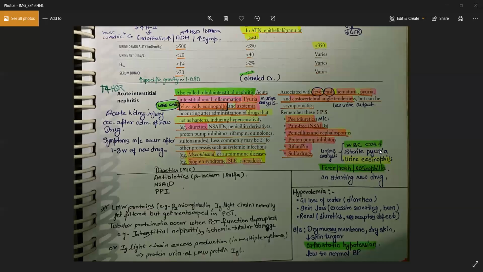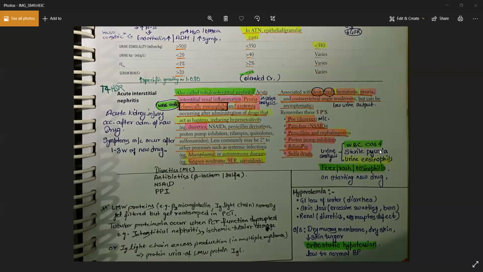On the urine analysis, you will find WBC casts, and you see WBC casts in only two conditions. One is pyelonephritis, and second is acute interstitial nephritis. So whenever a question gives you WBC casts, two things must come to your mind: pyelonephritis and acute interstitial nephritis. Okay, so WBC casts will be there.